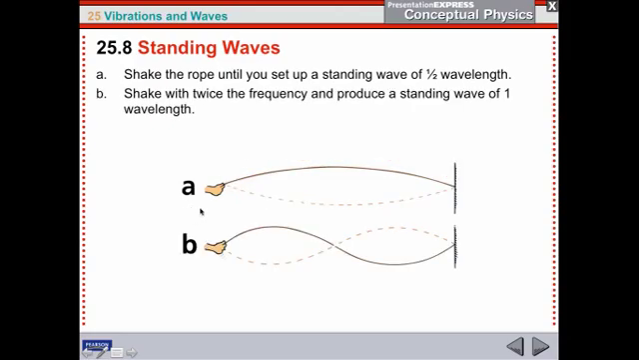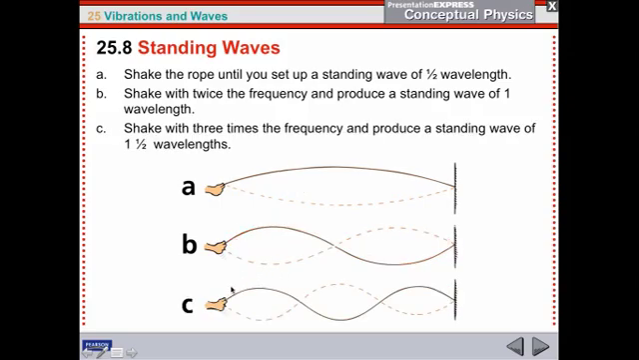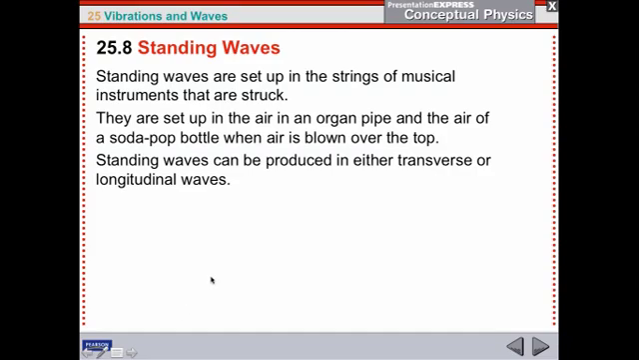Or you can do it where it is one wavelength. In other words, here's my crest, it goes all the way through the trough and back to the middle. So we're back at the same point. That is one wavelength, the entire part of the wave. And then returning is one wavelength. So if I do it at half the wavelength, I get a standing wave. If I do it at one wavelength, I get a standing wave. And I can do it at frequencies twice that, three times that, and still get more standing waves if I want to.